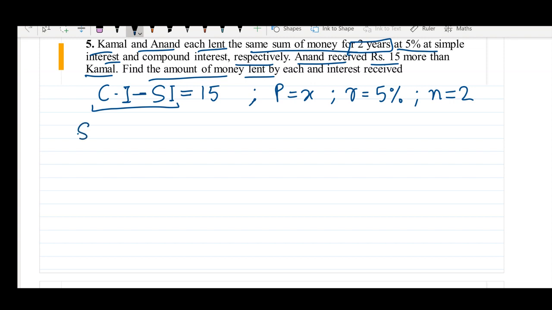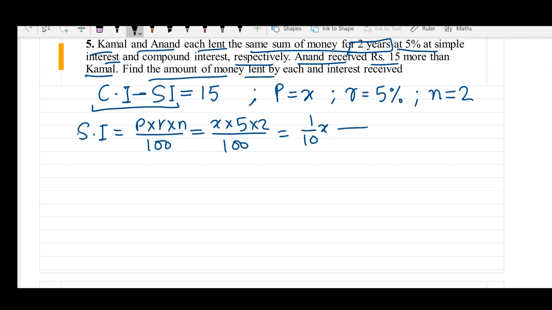So CI, or let's say SI, first of all, SI is P into R into N over 100, and it is X into 5 into 2 over 100. So it is 1 over 10 times X. It is equation number 1.